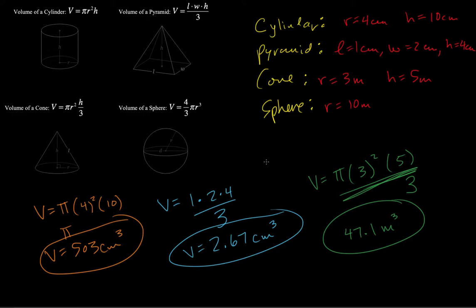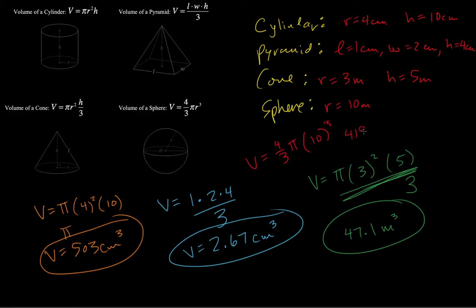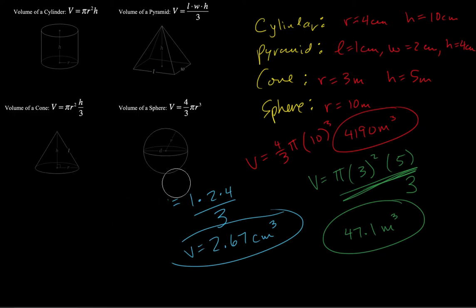Okay, the last one, sphere. Volume is equal to 4/3 pi times the radius cubed. And so the radius is 10 in this case. We're going to do 4 divided by 3 times pi times 10 cubed. We get 4,190. And the original was meters, so this is now meters cubed. Okay? Alright, I'm going to erase all of this.